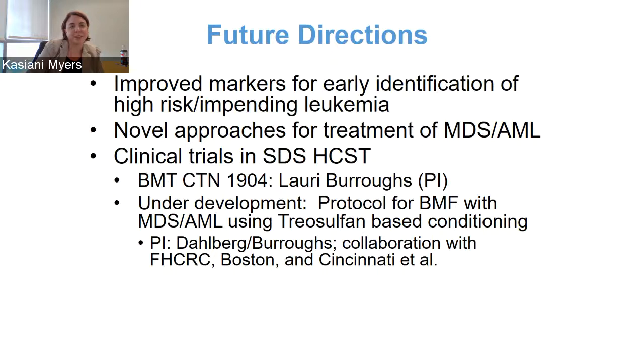So in summary, I really hoped to show you guys that we have some room for improvement here. We need improved markers for early identification of high-risk patients and impending leukemia, as well as novel approaches for the treatment of MDS and AML. I think reduction in toxicity has really helped in the marrow failure arena, but we need to improve care for those with malignant transformation. And really the way to do that is through clinical trials in which SDS patients are eligible for enrollment. So excited to hear Lori's work for the new trial through the BMT-CTN for marrow failure. And there's another trial under development for those with MDS and AML with underlying marrow failure, again using a treosulfan-based approach. And so keep your eyes peeled for that. Next slide.